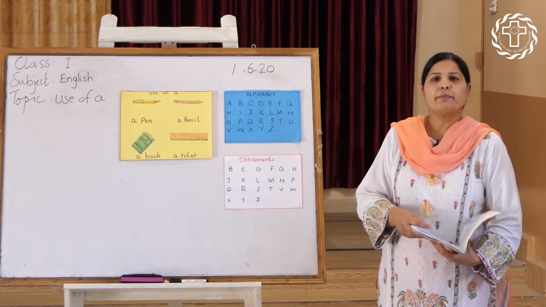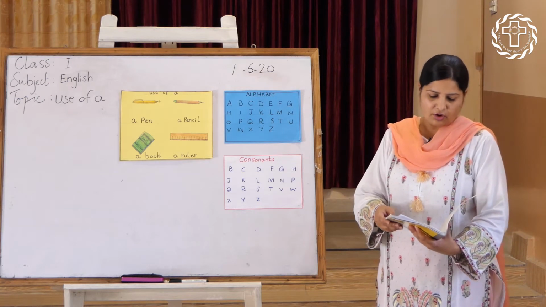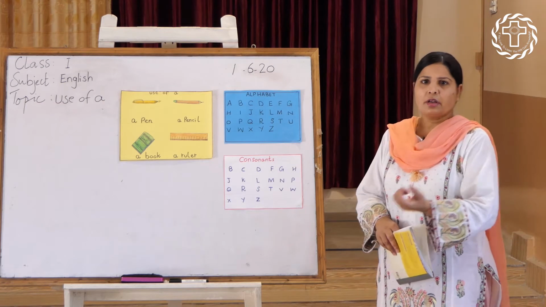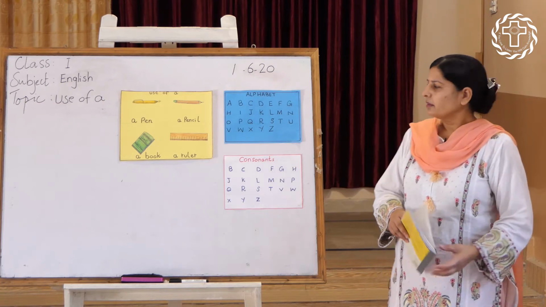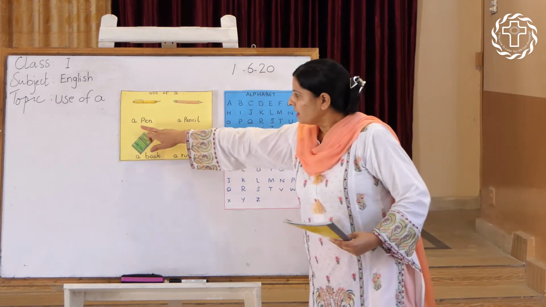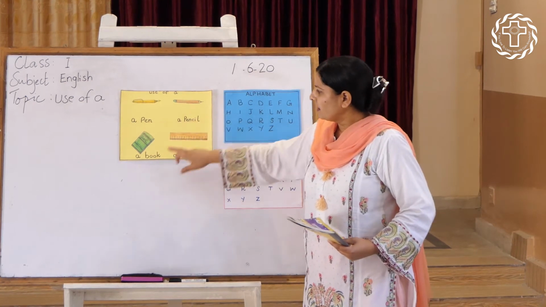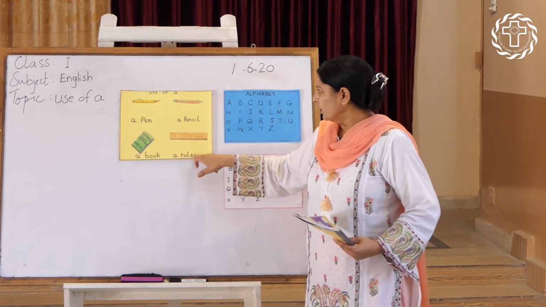We use A before the consonants always. For example, a book, a pen, a chair, a board, a fan, like this. A pen, a pencil, a book, a ruler.